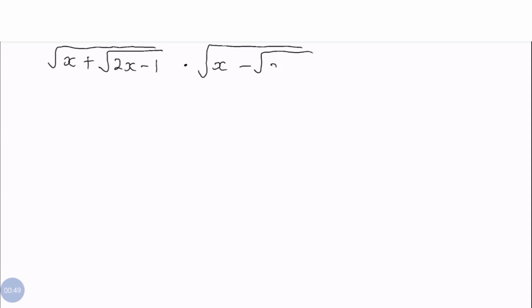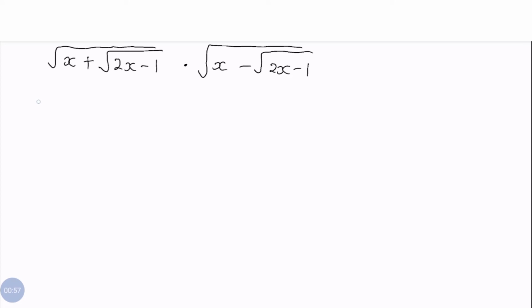2.1.2, we have something like this. Root x plus, let me extend my root 2x minus 1 multiplied by root x minus root 2x minus 1. So we have to simplify this.